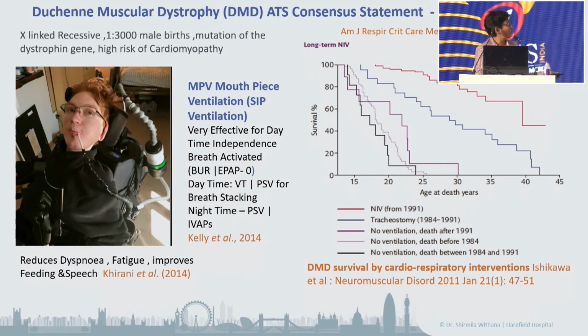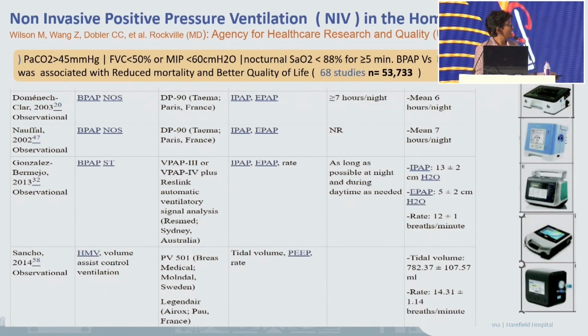A few words about Duchenne muscular dystrophy, one disease where NIV has transformed survival. Those who are born after 1991 tend to survive 50 years or more. As time moves on they tend to need more time on ventilation, and this is where mouthpiece ventilation is helpful to relieve their pressure effects during the night time, with a definite advantage in survival. I'm showing some data here.